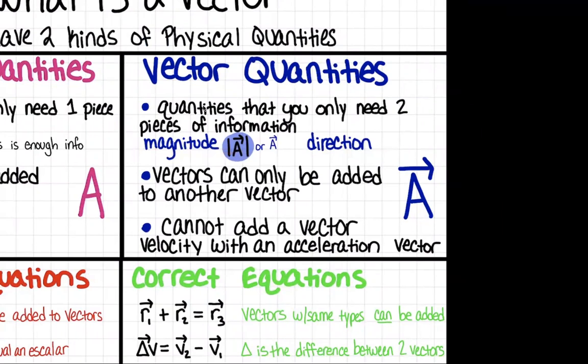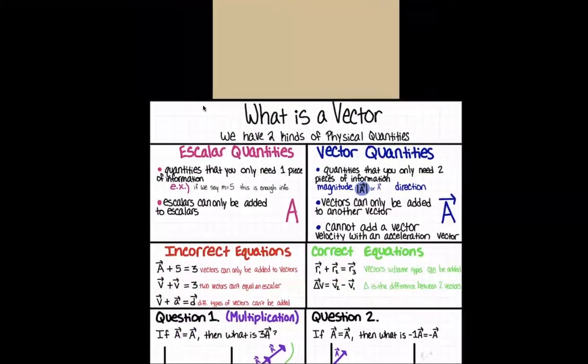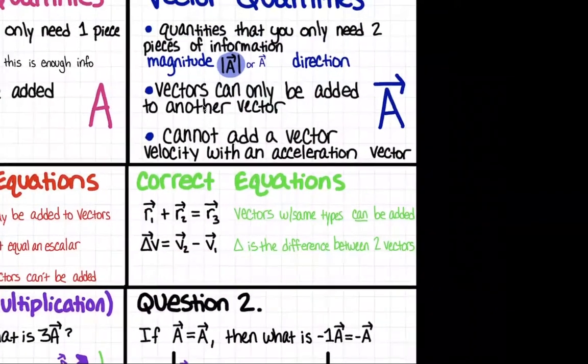Just like a scalar can only be added to another scalar, a vector can only be added to another vector. So you can do vector A plus vector B equals vector C, but you cannot do vector A plus the scalar A, whatever its value. You can only add a vector to a vector and a scalar to a scalar. And you cannot add a velocity vector with an acceleration vector. Okay? So let's go over some of the correct equations.